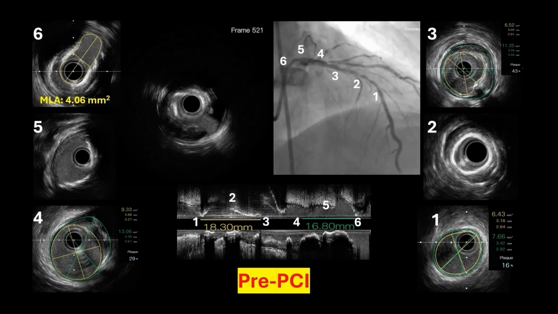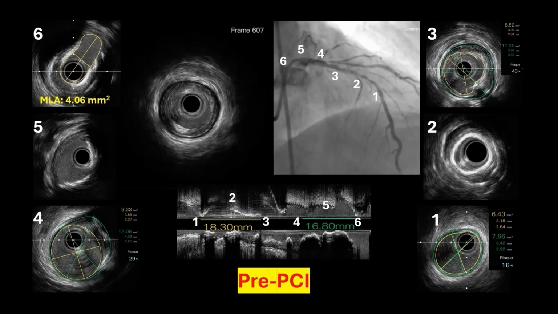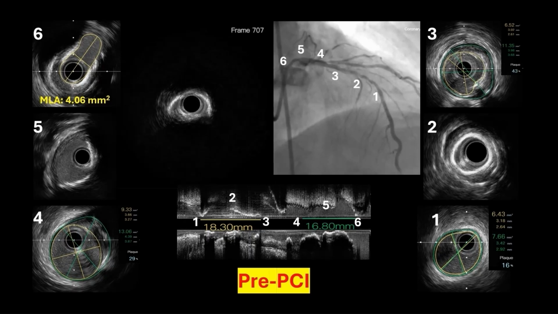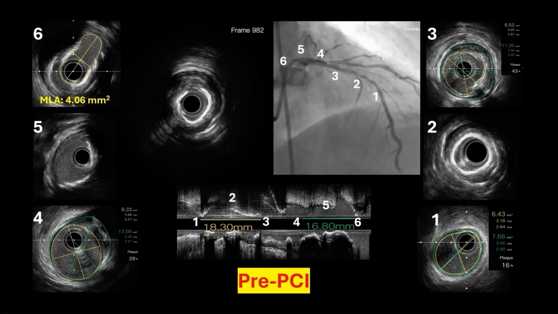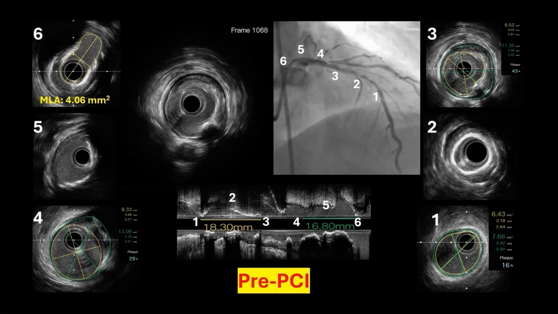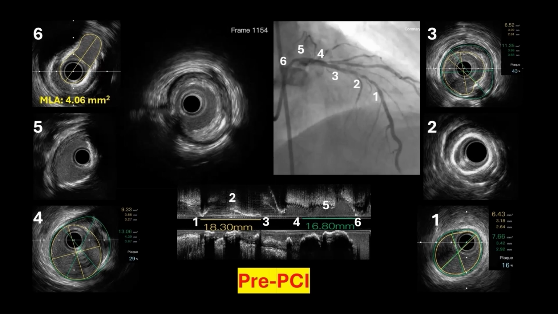Reference lumen diameter of the LAD is about 3.0 and the left main is about 4.0. Length of the heavily calcified part is around 18 in the mid LAD and 17 in the proximal LAD to left main. Lumen area of the ostial left main is 4.06 mm², which is an indication for intervention.